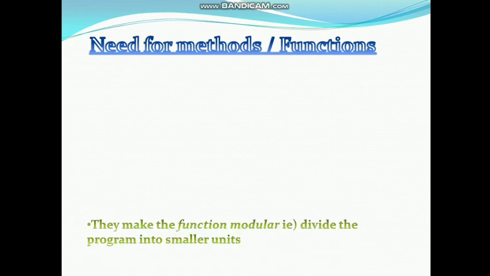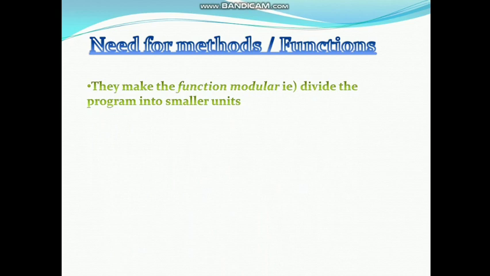Need for methods or functions. So now we will see why we need methods or functions. First point, they make the program modular, that is, divide the program into smaller units called modules or functions, hence making the program easy to debug and maintain. A software will not be a small program like you do now. It is very big. So division of programs is a must for its effective development.